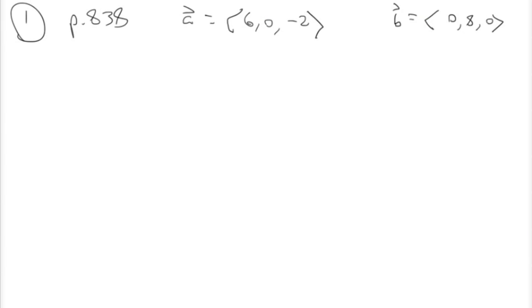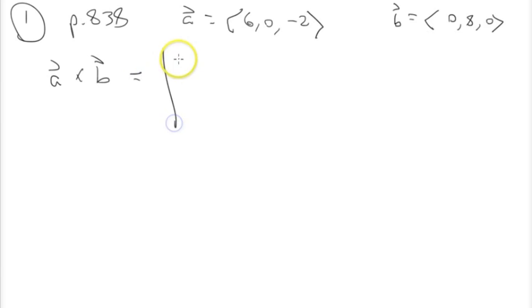Alright, so now we're going to do number 1 on page 838, and the question asks us to find the cross product between A and B, given that A is this three-dimensional vector and B is this three-dimensional vector. So once again, this isn't going to be a terribly heady problem. It's just to get you used to doing cross products and feeling confident in doing them.